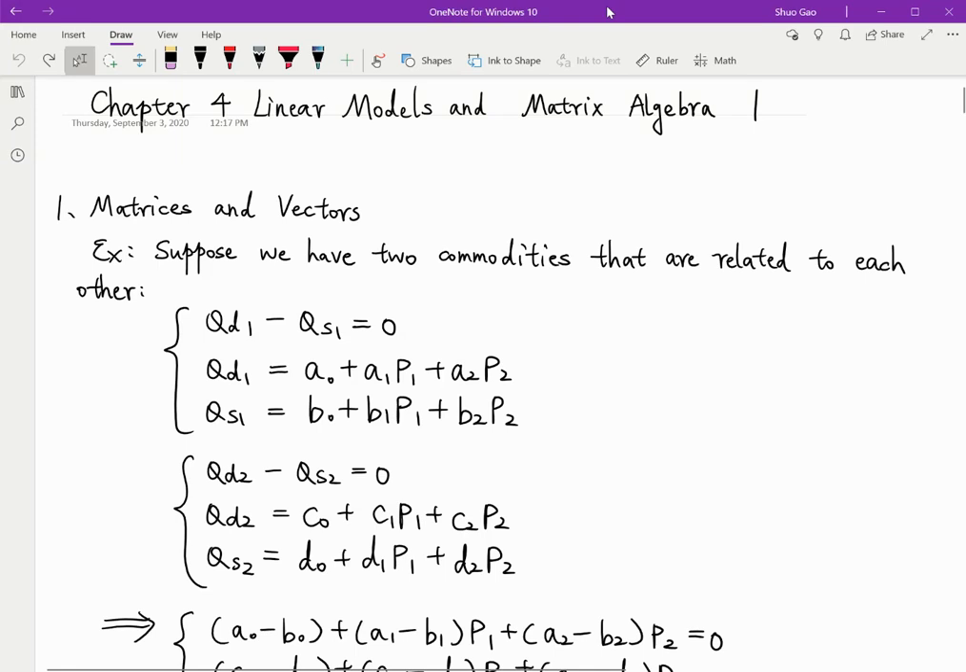This is Chapter 4, Linear Models and Matrix Algebra, Part 1. So Chapter 4 and Chapter 5 talk about matrix algebra, and I'll spend a lot of time talking about them.